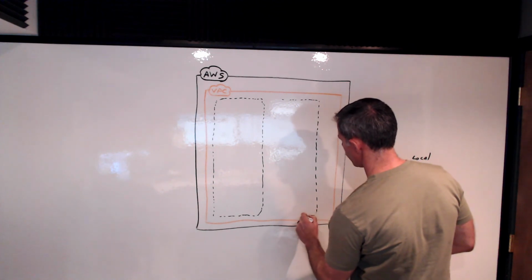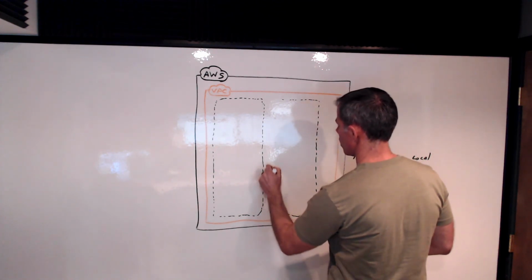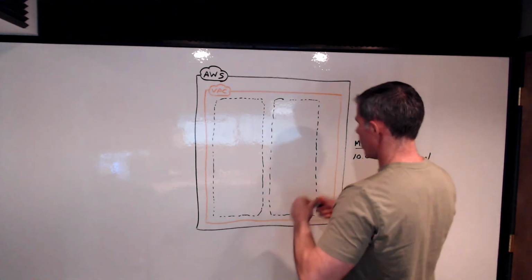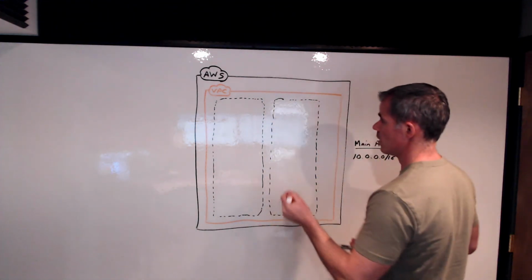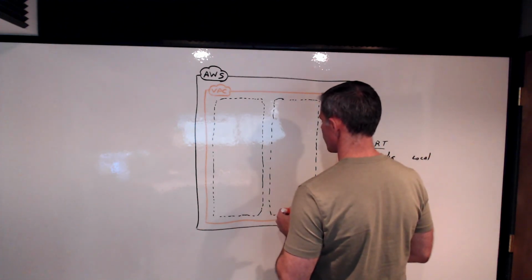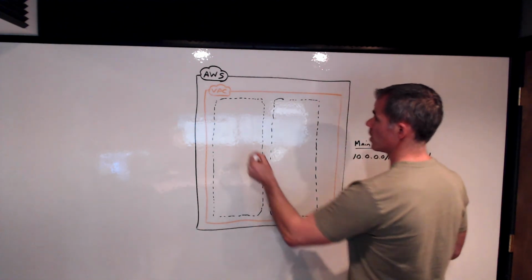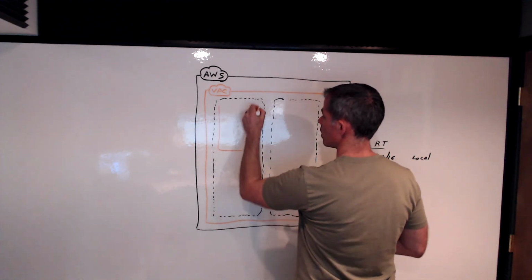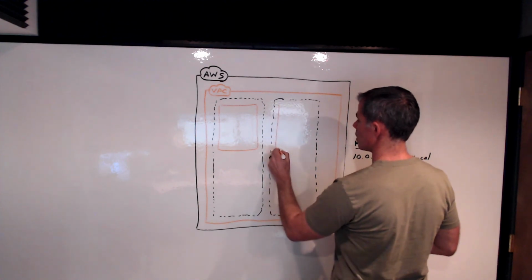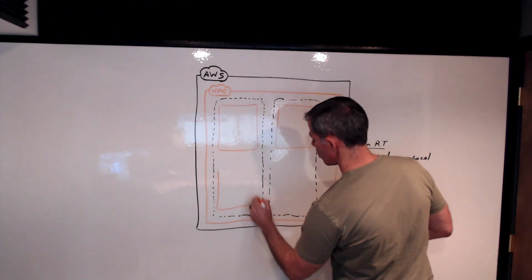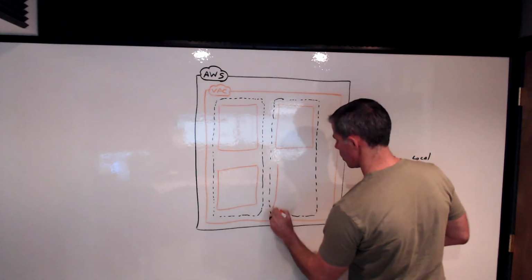And my little drawing. All right, there's my next availability zone. All right, cool. Now we have 4 subnets. And let's draw my subnet here. This is one subnet. Here's my other subnet. And then another one. Okay.